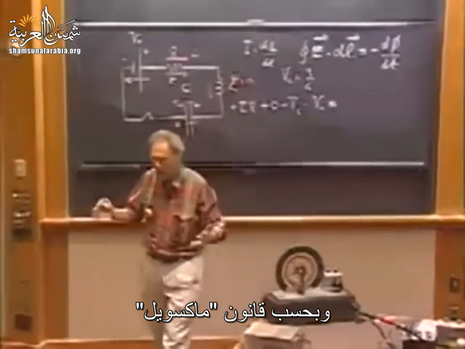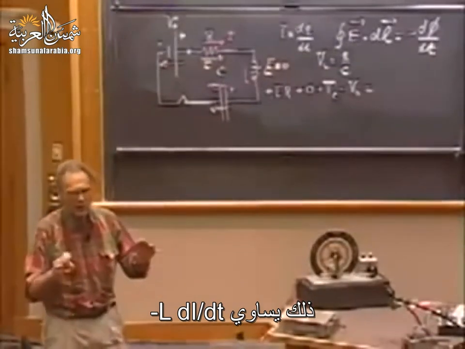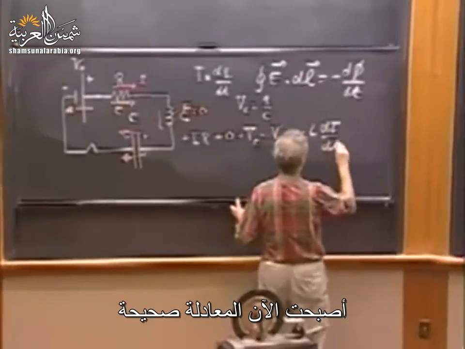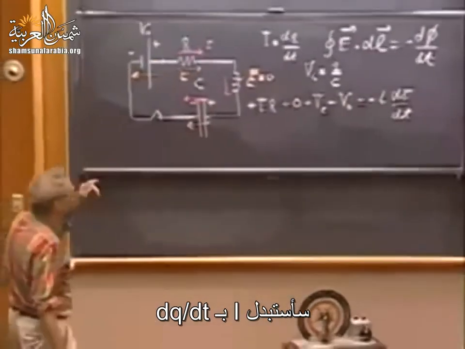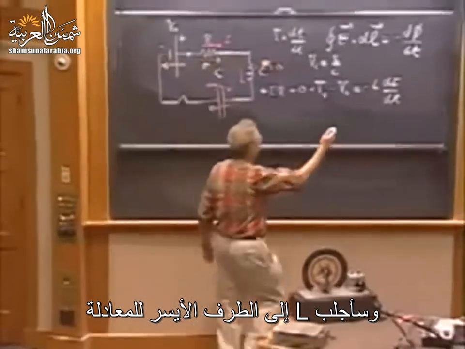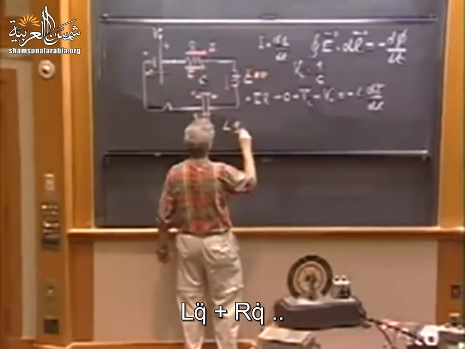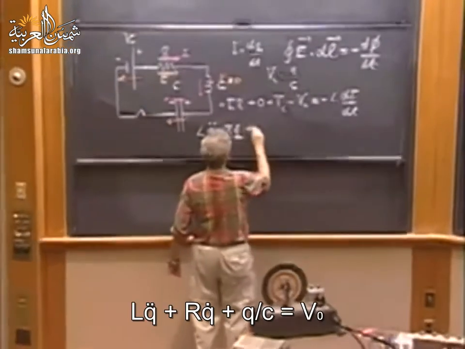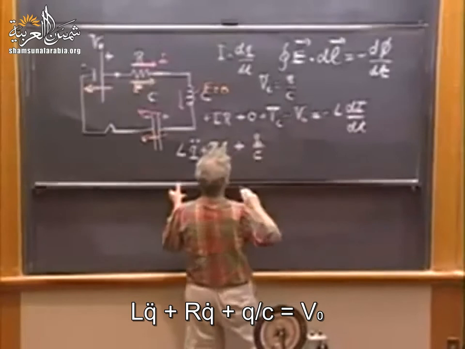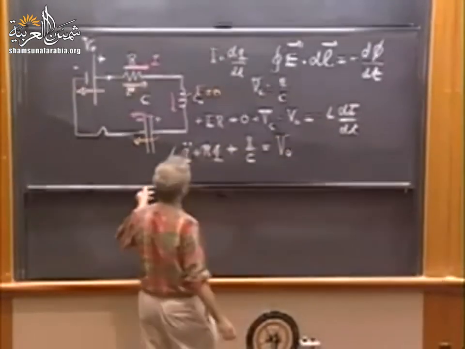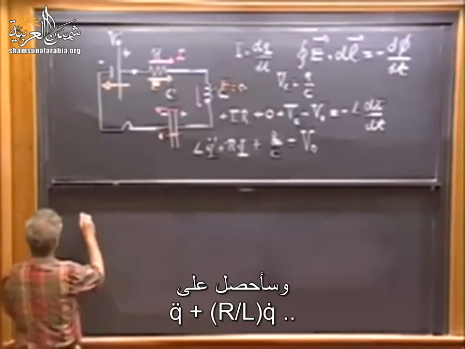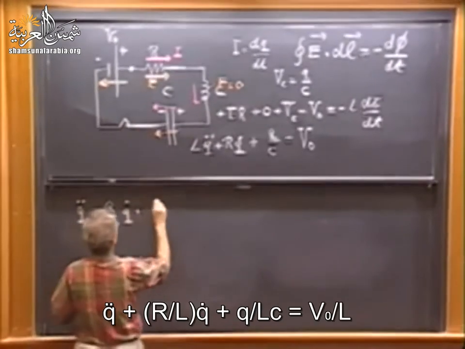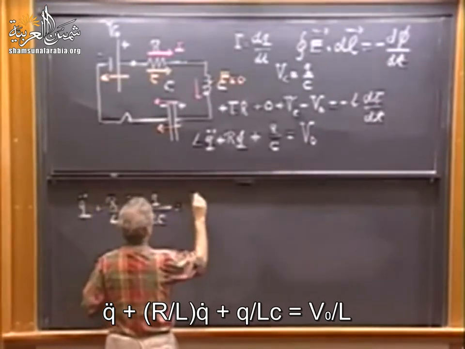And now I go to Mr. Maxwell, to Faraday, and he says this now is minus L di/dt. The hell with Kirchhoff. Minus L di/dt. And now I have my equation correct. So now I'm going to replace I by dq/dt, and I'm bringing L to the left. So I get L times Q double dot plus R times Q dot, because I is Q dot, plus VC, which is Q divided by C, and that now equals V0. I'm going to divide by L, and so I get Q double dot plus R over L times Q dot plus Q over LC equals V0 divided by L.